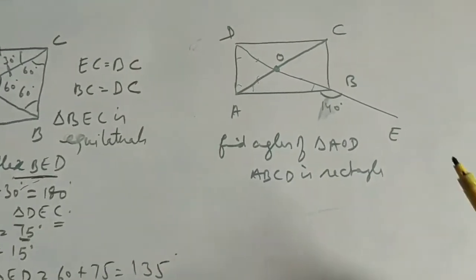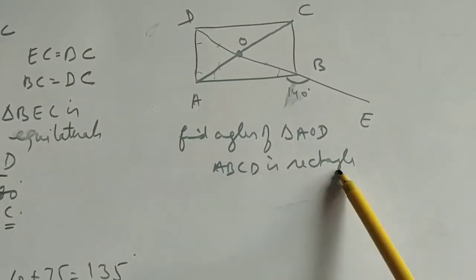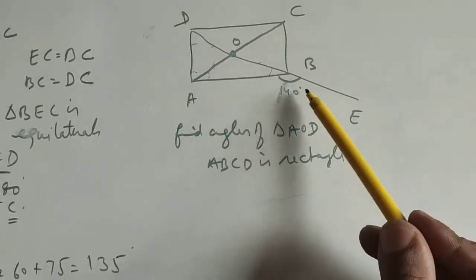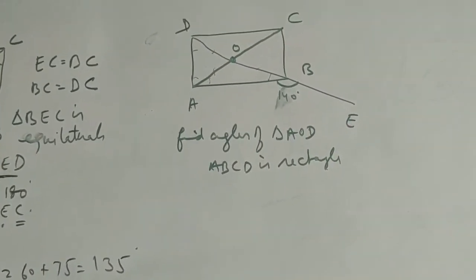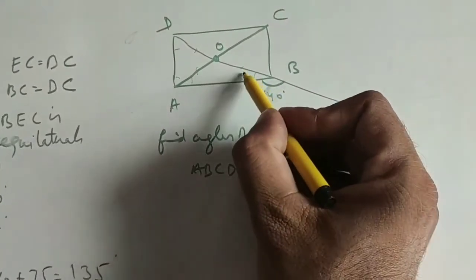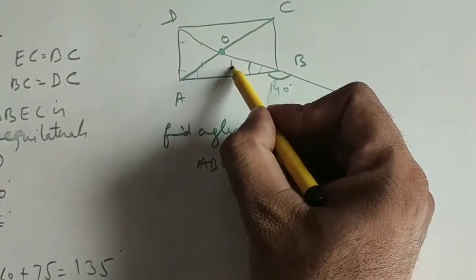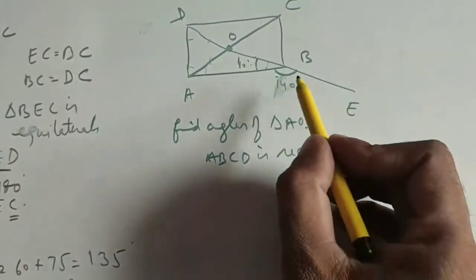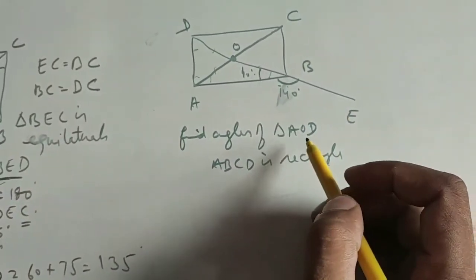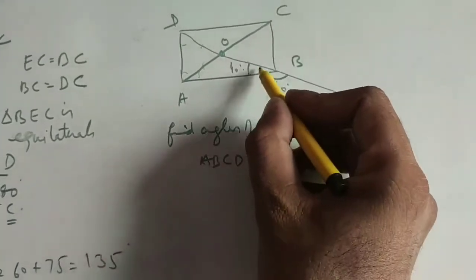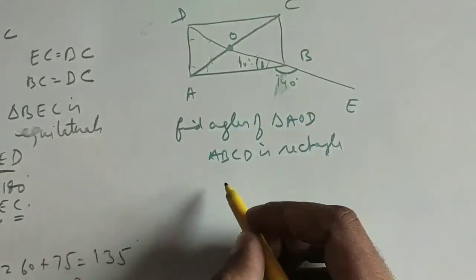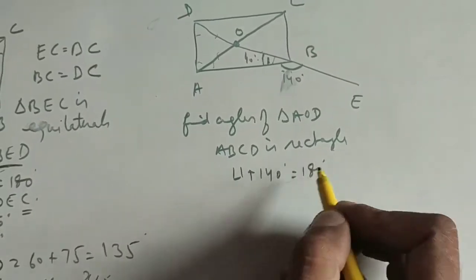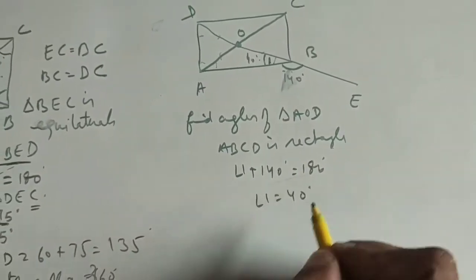Next we have this, in which ABCD is a rectangle and we need to find out the angles of triangle AOD, and this angle is 140. So now clearly if this is 140, this angle should be 40 degrees because these two are forming a linear pair, DBE. Okay, suppose this is angle 1. So angle 1 plus 140 should be equal to 180. So angle 1 is 40 degrees.